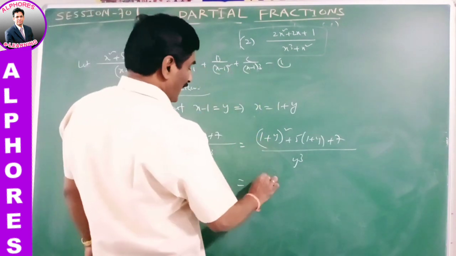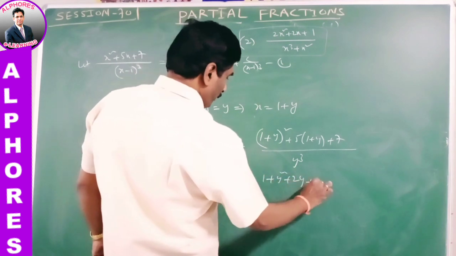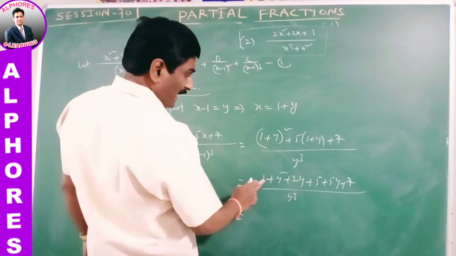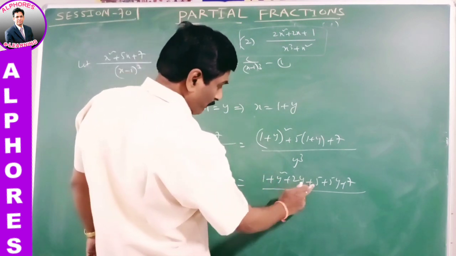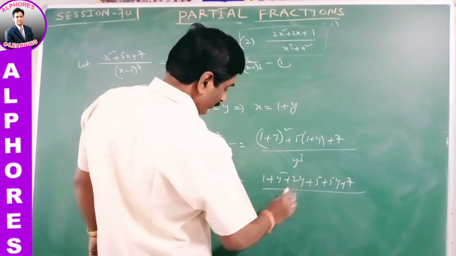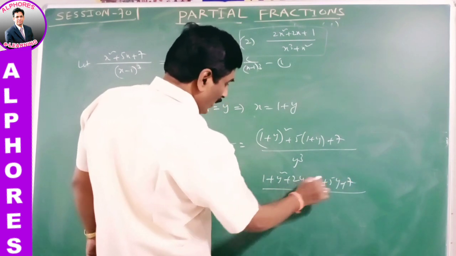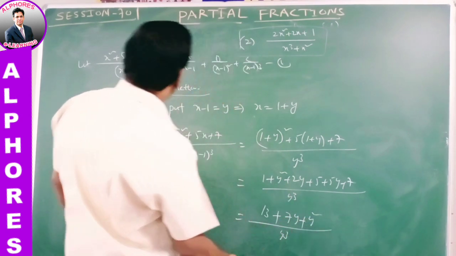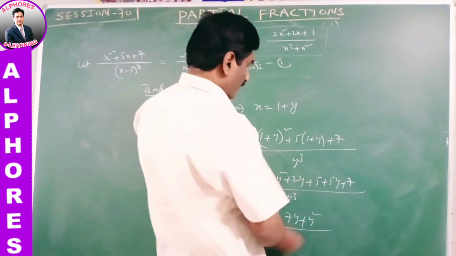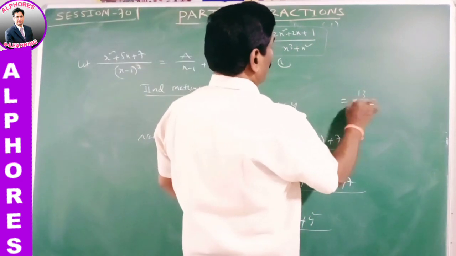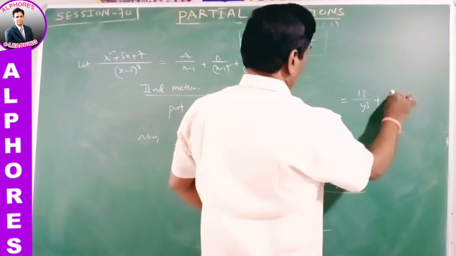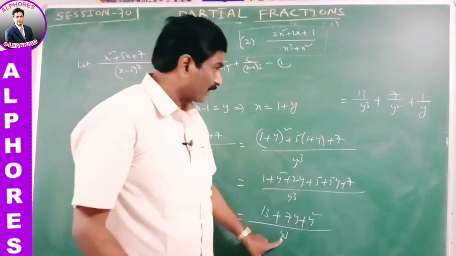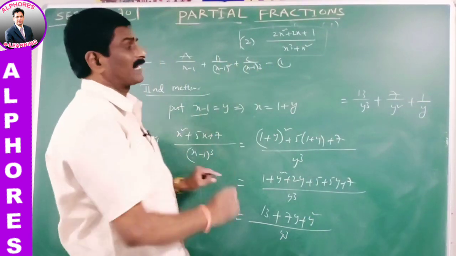That means 1 plus y square plus 2y plus 5 plus 5y plus 7 by y cube. Here, 1 plus 5 plus 7, what is this value? 7 plus 5 is 12, 13, plus 2y plus 5y is 7y, plus y square by y cube. After splitting, it can be reduced into 13 by y cube plus 7 by y square plus 1 by y. Okay, y square by y cube means 1 by y. But y is equal to x minus 1. Replace these values.